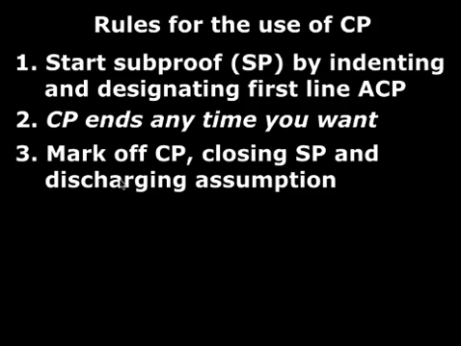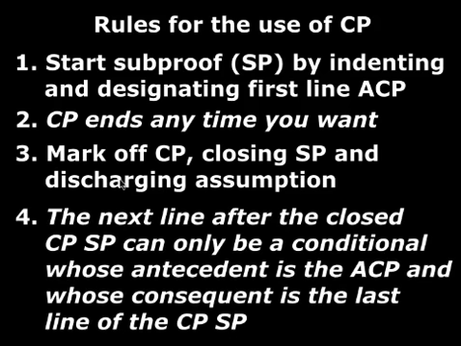Okay, number 3. When you want to end it, when you've decided you want to end your subproof, you mark it off, you draw a little line from the end up to your original assumption. That's called closing the subproof. Also, it's sometimes called discharging the assumption. So you've sort of marked off or quarantined that little subproof, and you've done it graphically also with the lines.